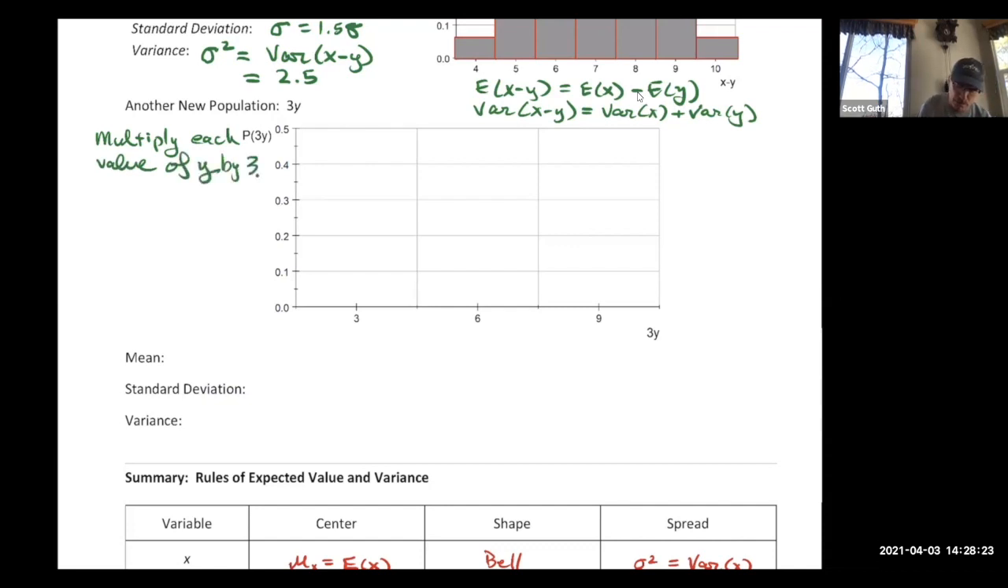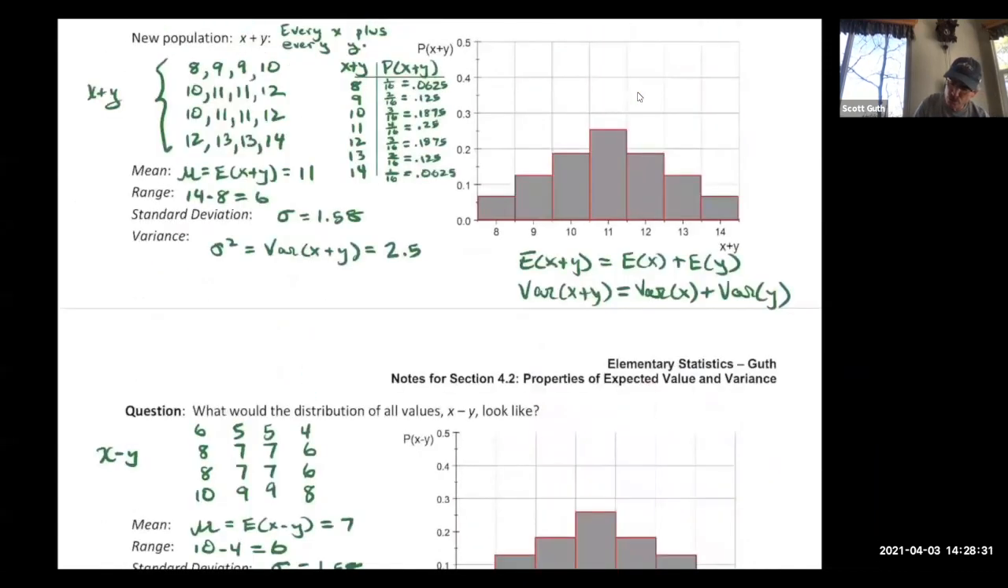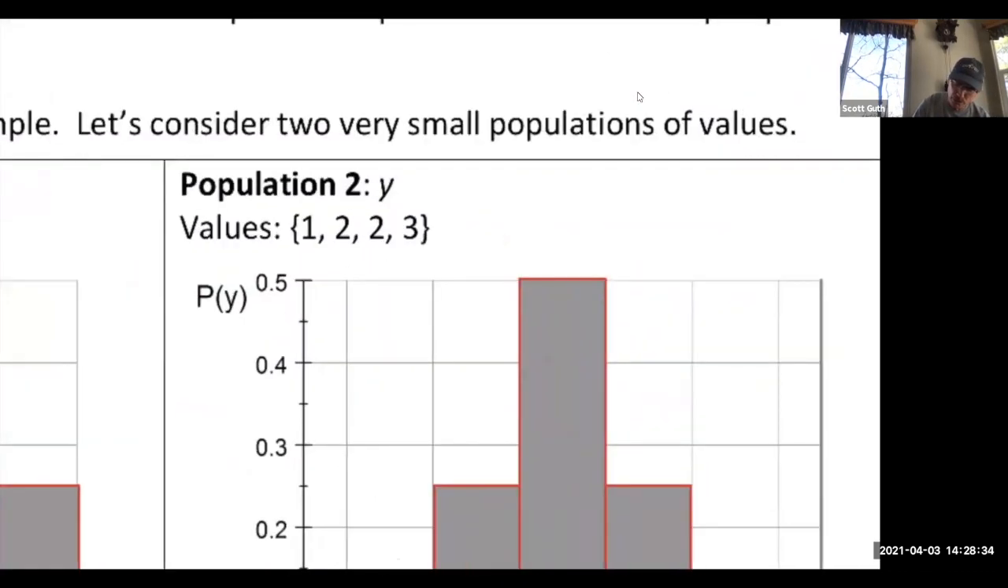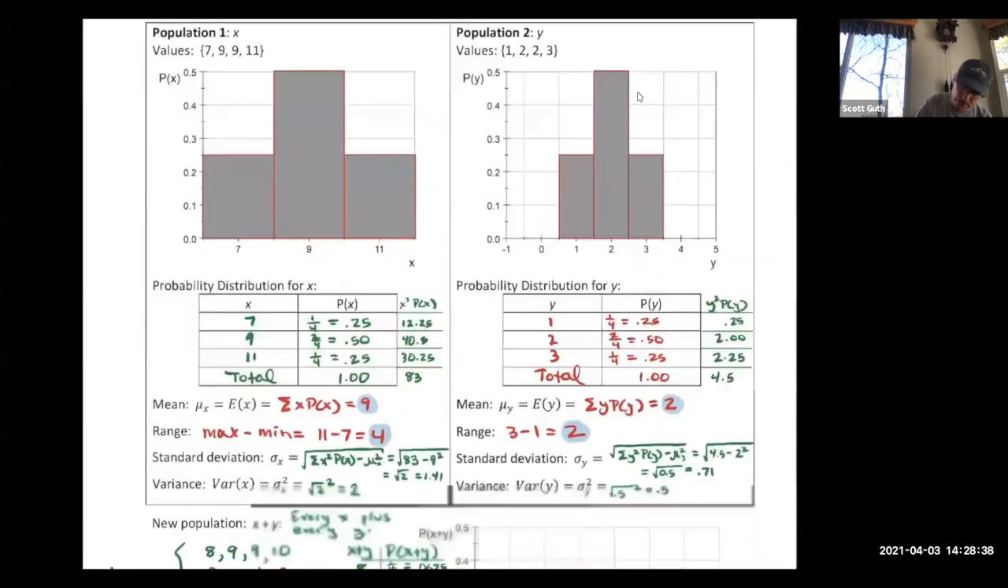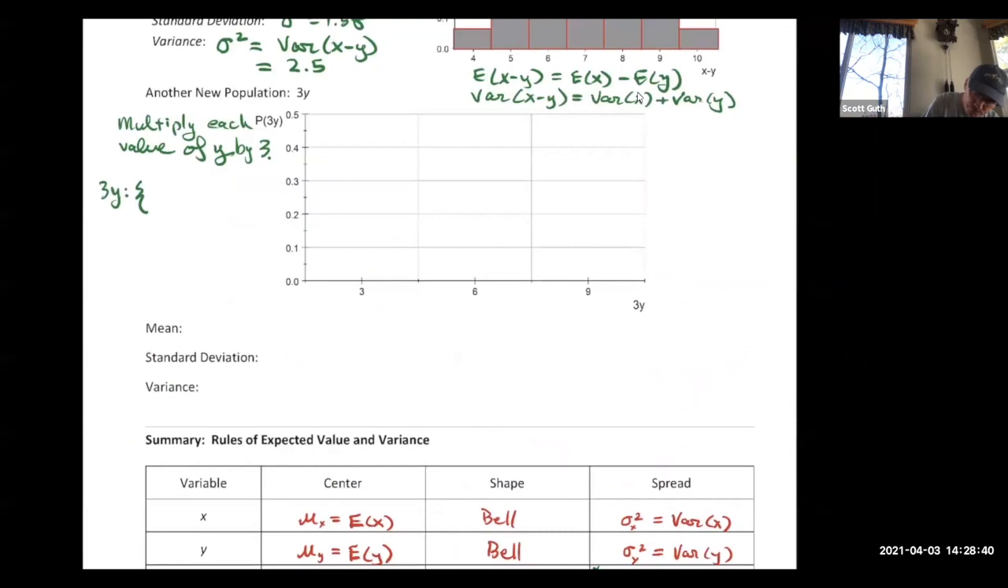Okay, that's all it means. So 3y looks like, again, the y values are 1, 2, 2, and 3. So when you do 3 times that, you'll go 3, 6, 6, and 9. Like that. Easy enough to graph.